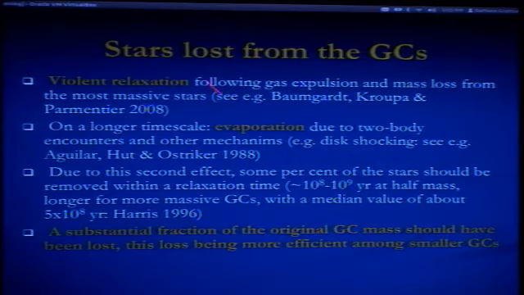However, starting with globular cluster, we know that the cluster lost stars by violent relaxation. There is, on a longer time scale, evaporation. I want to emphasize the different time scales here. The first one is a few million years. The time scale for evaporation is billions of years, or hundreds of millions of years. However, if we stick to these two mechanisms, we think that a substantial fraction of the original globular cluster mass should have been lost. And this loss is more efficient among the smaller clusters, or clusters that happen to pass closer to the galactic center.